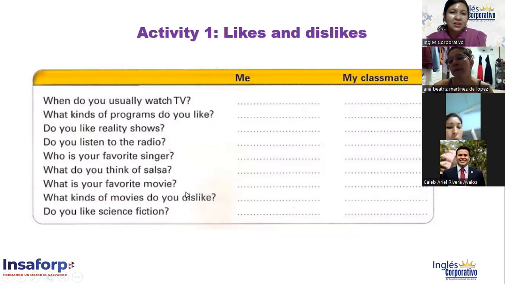Teacher, can you explain to me about the activity? Yes, you have these questions. First, you write your answers. Later, I will send you into breakout rooms and you are going to ask your classmate and write your classmate's answer. No, in this moment, you write your answer, then you go to the breakout room. You write the classmate's answer, and later, this is in your notebook, and we're going to do it in the class. Okay. Speaking in the class.